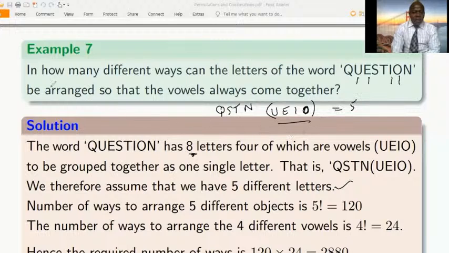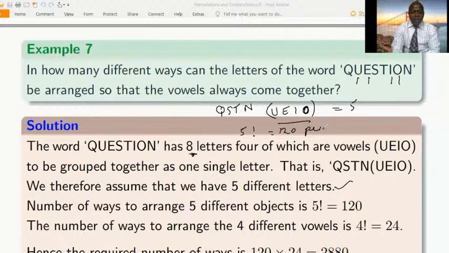And the question is, in how many different ways can the letters of this word be arranged so that the vowels always come together? Now we have 5 letters, and we want to arrange all the 5 letters at a time. That would be 5 factorial. We shall have 120 permutations, or different ways.